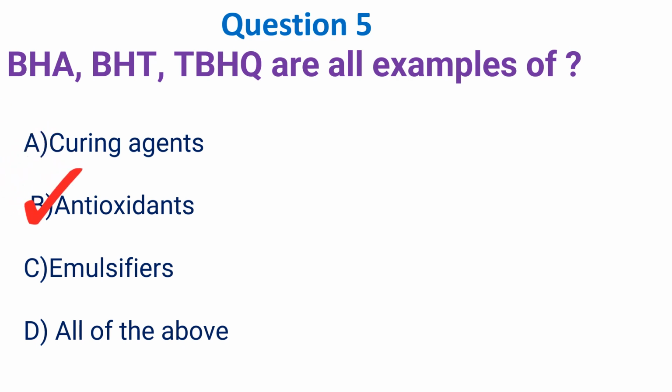Antioxidants are the compounds that scavenge and neutralize the free radicals, and they also inhibit oxidation. Examples are vitamin C, vitamin E, and carotenoids.